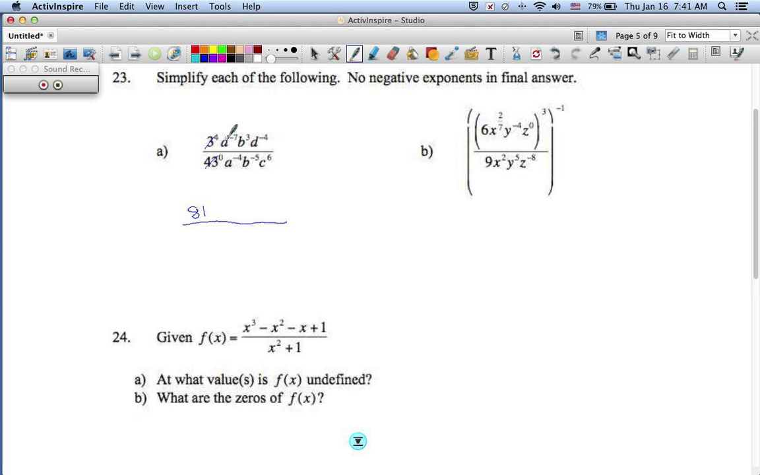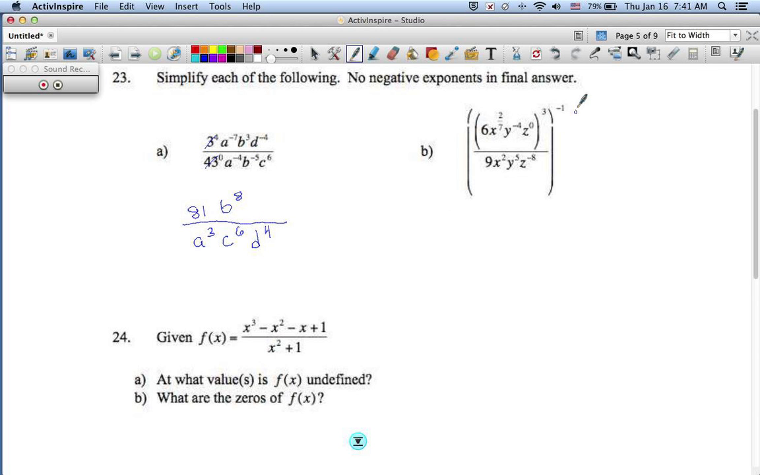Done, done. These 7 A's go down here. These turns that into 3 A's. These 5 B's come up here. That's B to the 8th. C stays where it's at, and those D's come down to the basement.